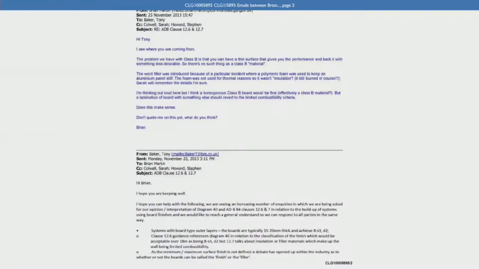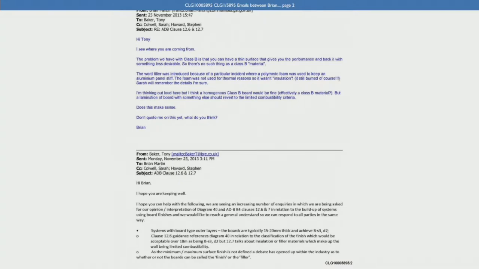Let's go back to Tony Baker's email, if we can, please, at CLG 1005895, page 2. The second and third bullet points say this. 12.6 guidance references Diagram 40 in relation to the classification of the finish, which would be acceptable over 18 metres as being BF3D2, but 12.7 talks about insulation or filler materials which make up the wall being limited combustibility. And then he says this. As the minimum and maximum surface finish is not defined, a debate has opened up within the industry as to whether or not the boards can be called the finish or the filler.